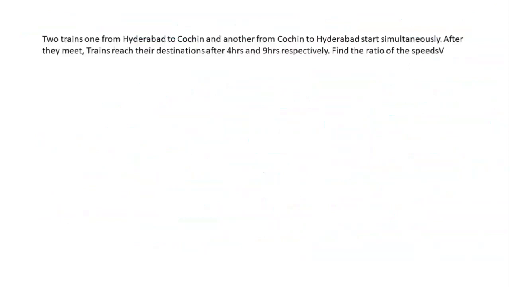Two trains, one from Hyderabad to Cochin and another from Cochin to Hyderabad, start simultaneously. After they meet, the trains reach their destinations after 4 hours and 9 hours. Find the ratio of their speeds.